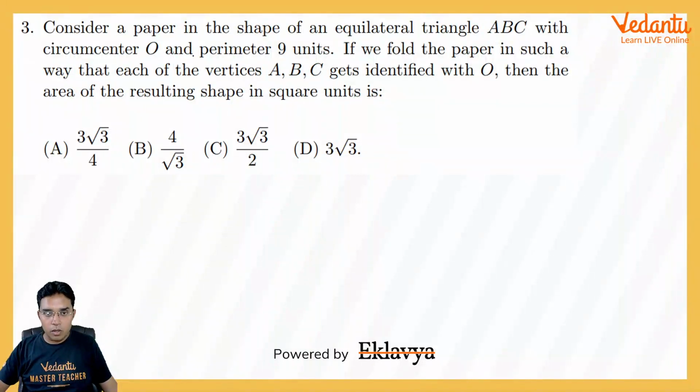circumcenter O and perimeter 9 units. So perimeter 9 units means side length will be 3. If we fold the paper in such a way that each of the vertices ABC gets identified with O, then the area of the resulting shape in square units is. Dear all, we are given an equilateral triangle.